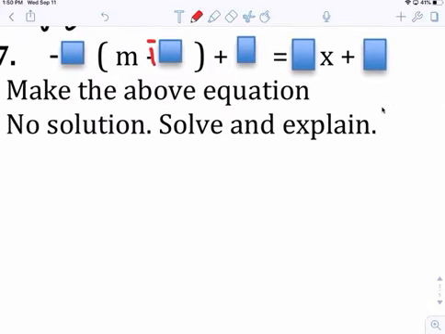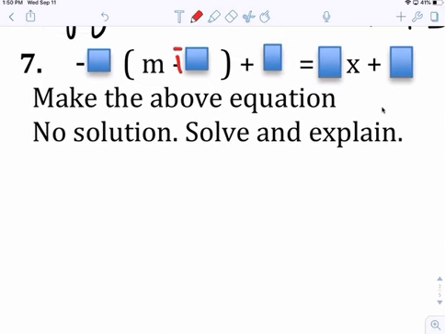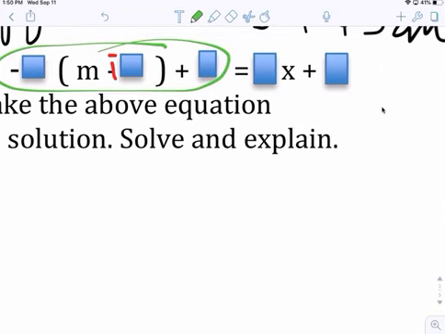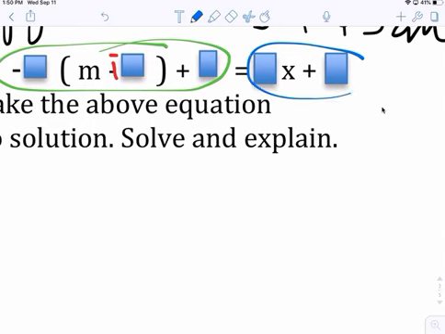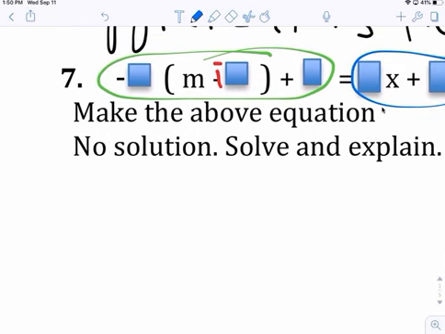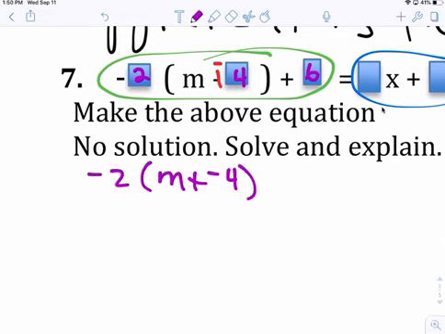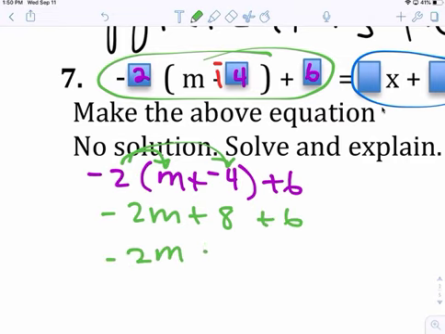Okay, now number 7. Additive inverse plus a negative. I'll do light green. This side has 3 boxes. The other side has 2. So 3 boxes win. Pick a number. 2, 4, 6. Okay, that's a negative 2, parentheses m, plus a negative 4, parentheses plus 6. It's green, so we'll do that. Distribute: negative 2m and a positive 8 plus 6. Negative 2m plus 14.